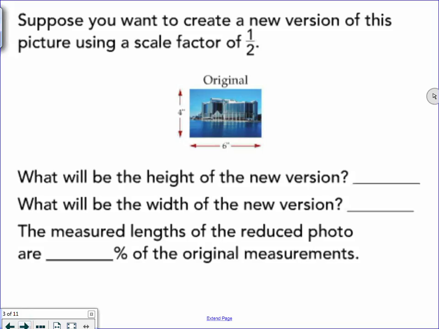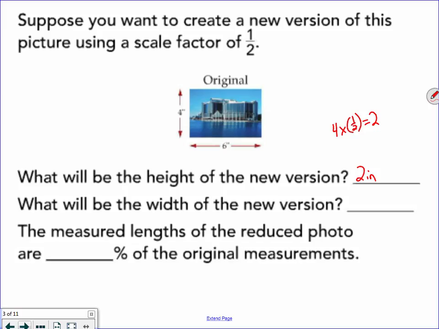Okay, now let's take a look at a reduction. So it says, suppose you want to create a new version of this picture using a scale factor of 1/2. What will be the height of the new version? So we know that we want it to be half of it. So if the height is 4, I can just take 4 times 1/2. And 4 times 1/2 is going to be 2. Okay, so I know that the height of this new version is going to be 2 inches.